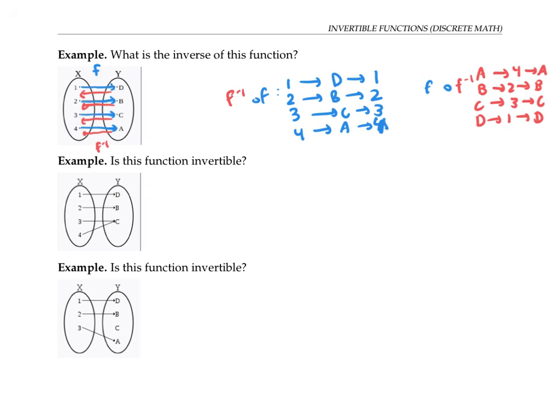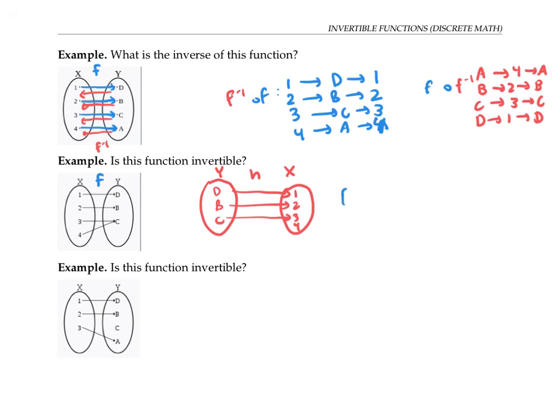Is this function invertible? I could try drawing an inverse. So that would get me from Y to X. For example, I'm probably going to want D to go to 1, B to go to 2, and say I take C to 3. And they call that map H. And I'll call the original map F.